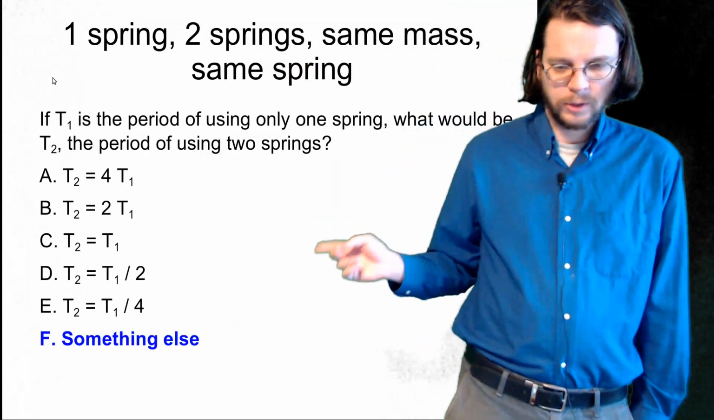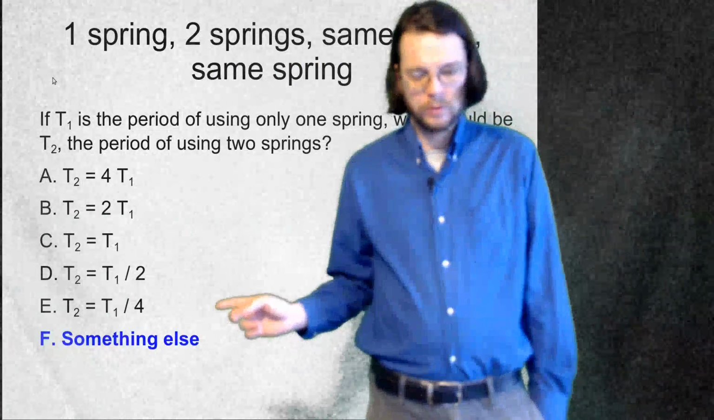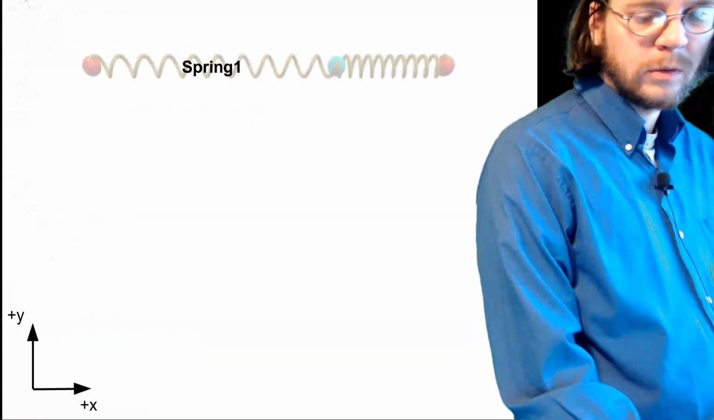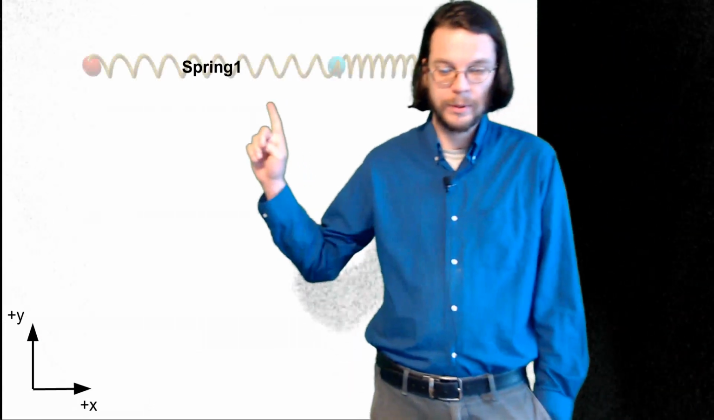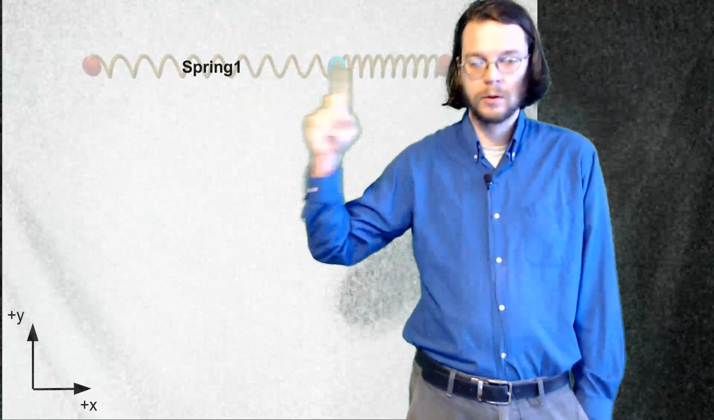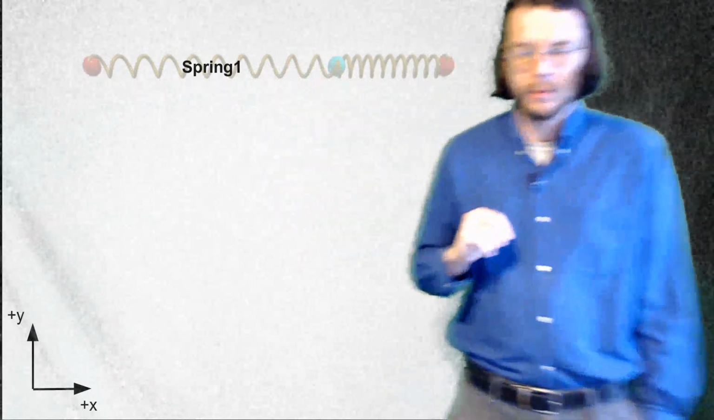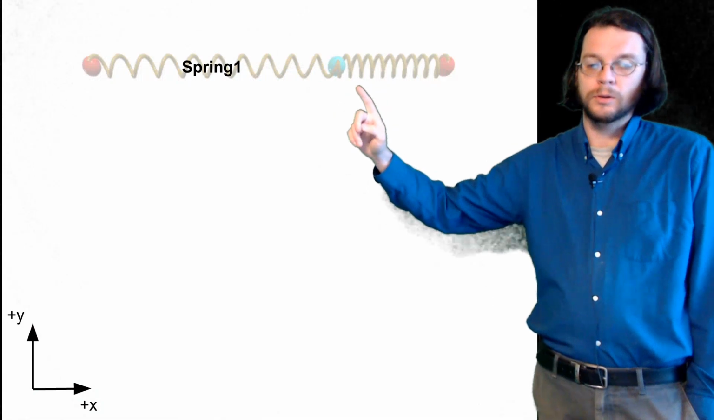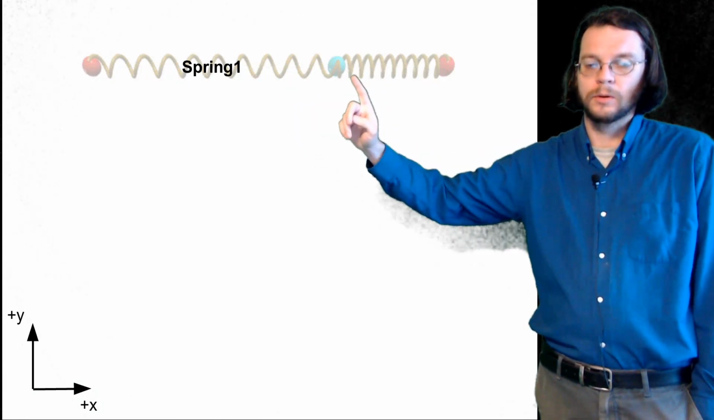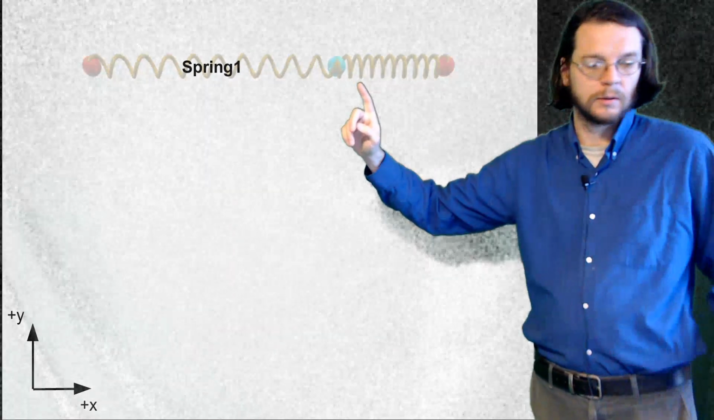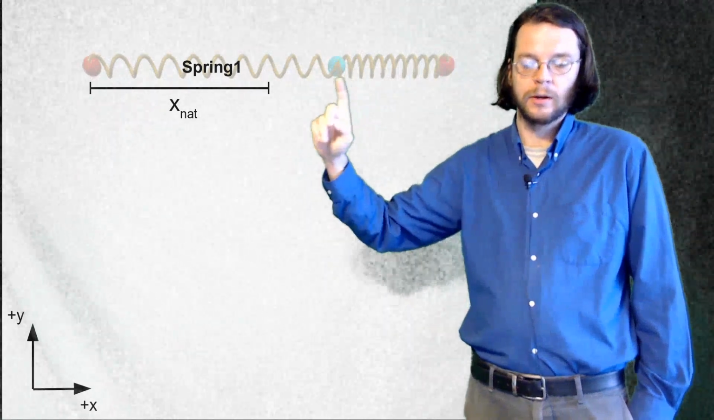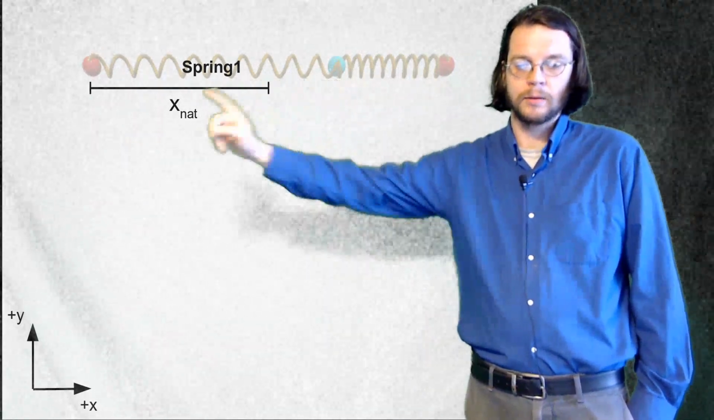Okay, let's take a look at this and see how the period changes when we add a second spring. So here's our two springs. Let's think about spring number 1, which is sort of this one here. Now in this diagram, as you can see, spring number 1 is in tension. So the object is sort of off to the right. The natural length is sort of here, right? And so the object is over here, and so the spring is kind of pulling it back this way.